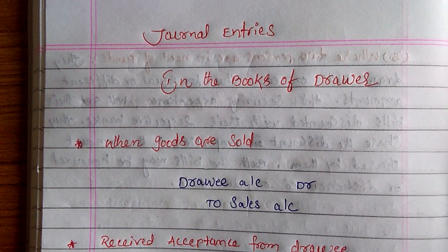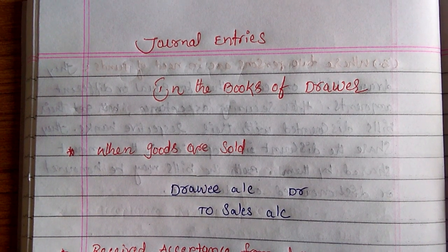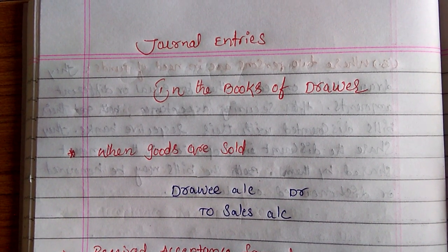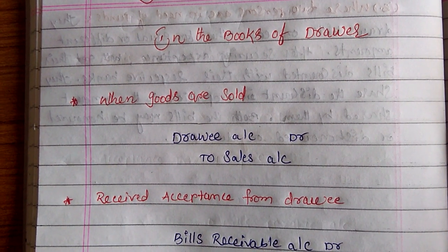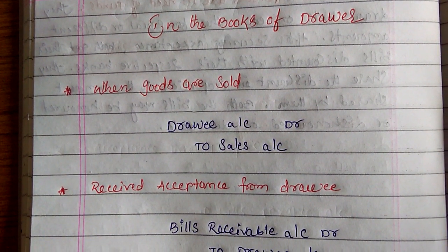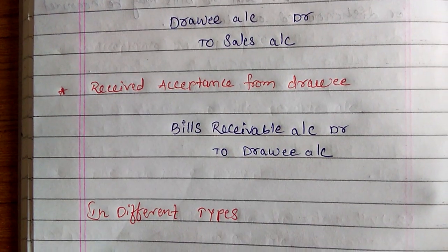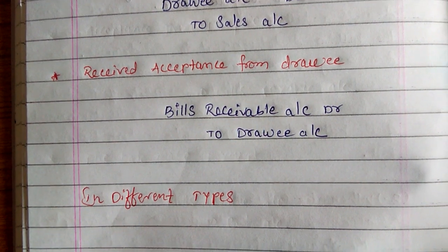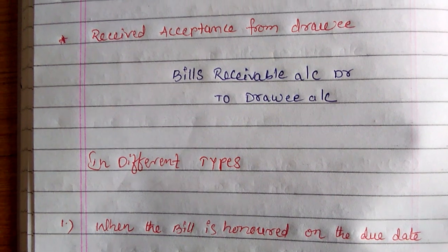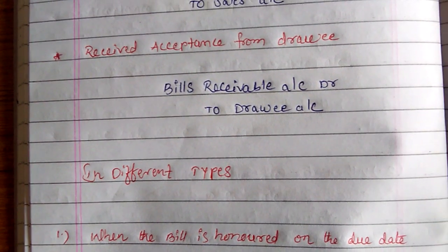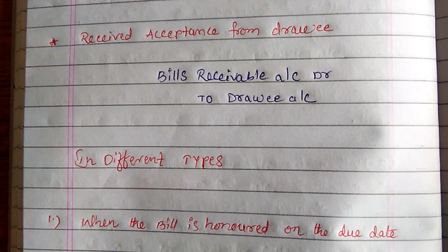In bills of exchange, journal entries are written by the drawer and drawee. So, in the books of the drawer, when goods are sold, drawee account debit to sales account. When acceptance is received from the drawee, bills receivable account debit to drawee account. So, these two are regularly written for any transaction.